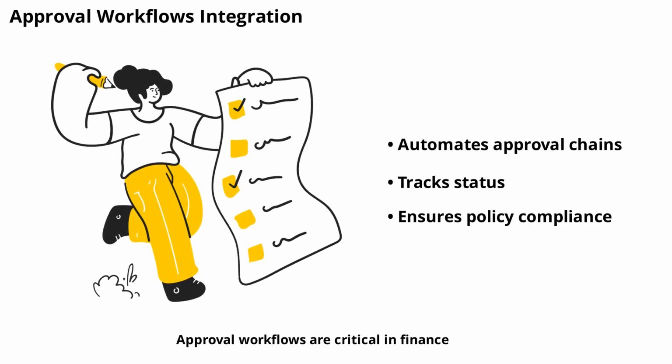Approval workflows are critical in finance. Power Automate can integrate with multiple platforms to automate approval chains for expenses, invoices, and budgets. For instance, when an expense report is submitted, Power Automate can route it to the right approvers, track status, and send reminders. This reduces delays and ensures compliance with company policies.